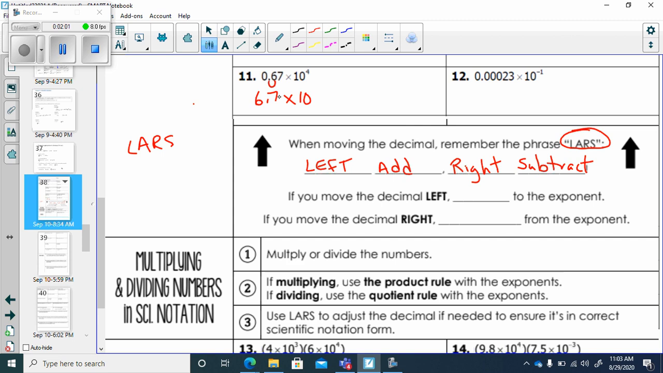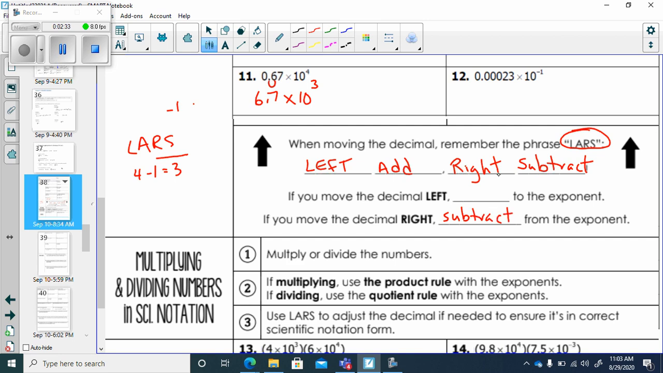I move this decimal one place right. Right tells me to subtract, okay? So I've moved it one place. I need to subtract 1 from the exponent that is there. 4 minus 1 would give me 3. That gives 6.7 times 10 to the third, okay? So in this case, we moved right, so we subtracted. If you move the decimal right, subtract from the exponent.